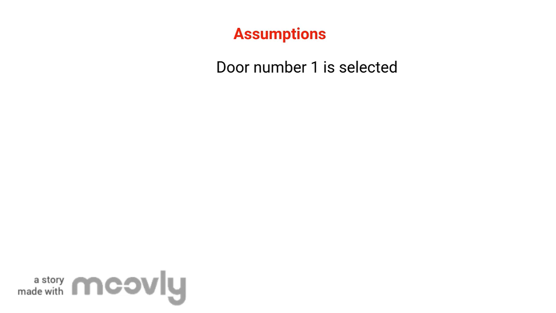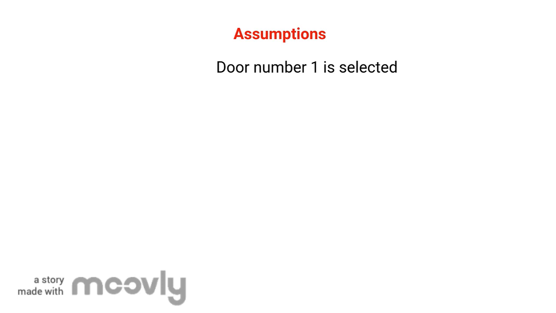Now, the game host opens one door from the other 2 doors, say door number 2, and shows the goat behind it. Once we select door number 1, the game host can select any one of the other 2 doors to reveal the goat. We don't know which door he picks to reveal the goat.